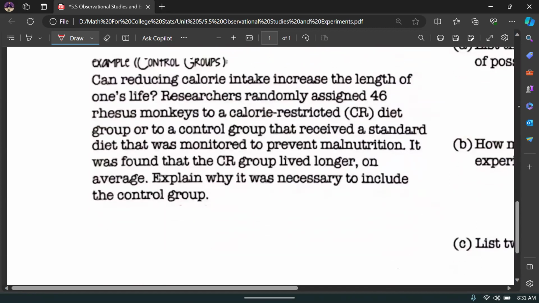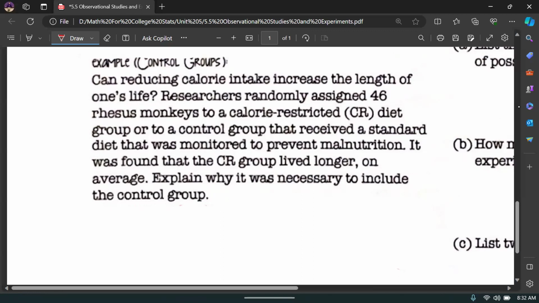Can reducing calorie intake increase the length of one's life? Researchers randomly assigned 46 monkeys. I don't know how to say that type of monkey, but 46 monkeys to a calorie restricted diet group or to a control group that received a standard diet that was monitored to prevent malnutrition. It was found that the calorie restricted group lived longer on average. Explain why it's necessary to include the control group.